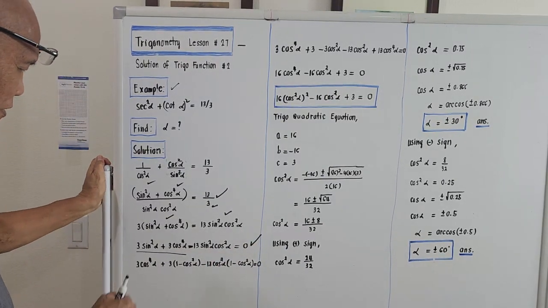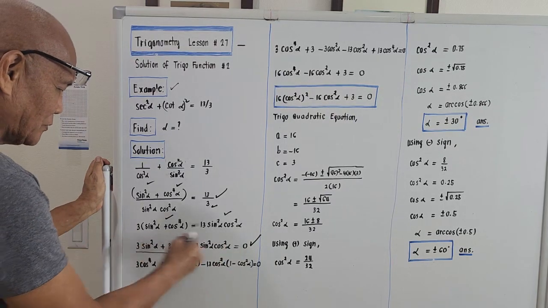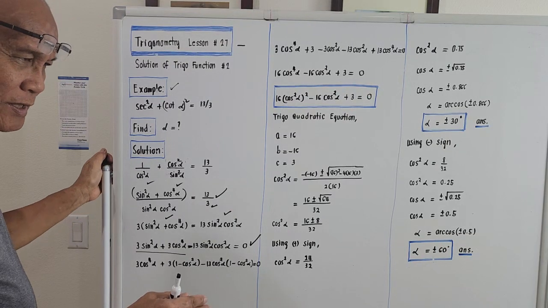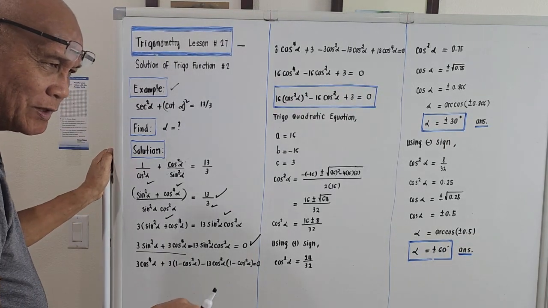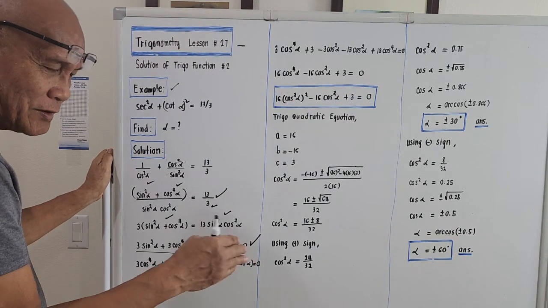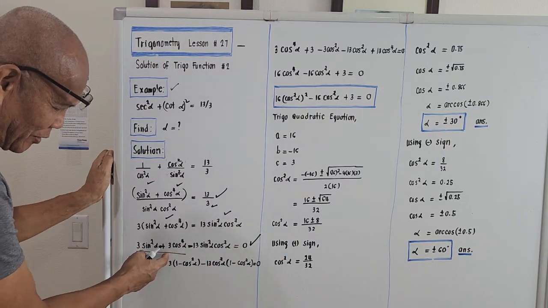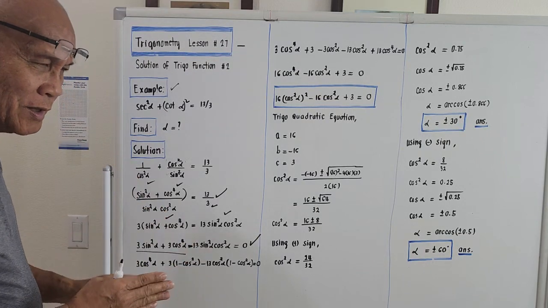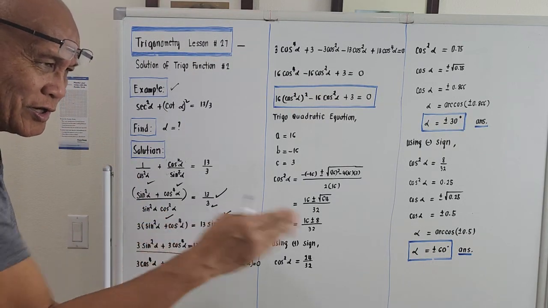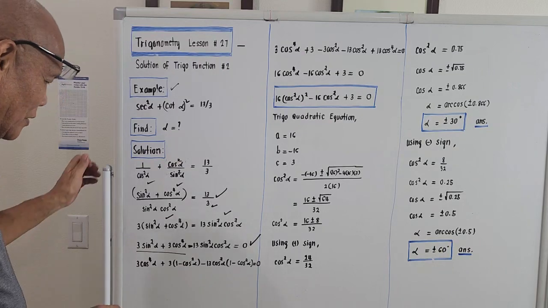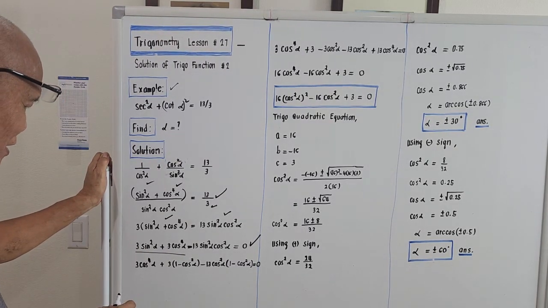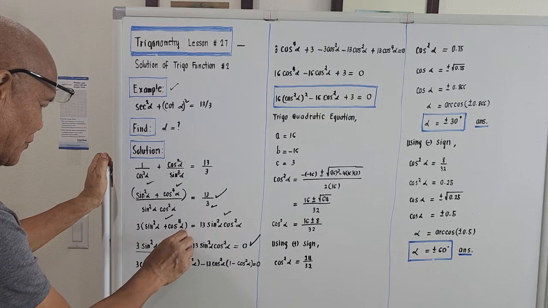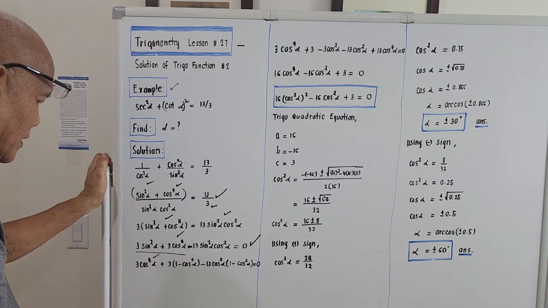Okay? Since the resulting equation contains a sine function and cosine function, but the cosine function actually overtakes the sine function because the highest power of cosine is 4, it's a must that we convert all sine functions to cosine functions. Okay? So if we try to simplify this one now, this should be 3 cosine to the 4th, right?